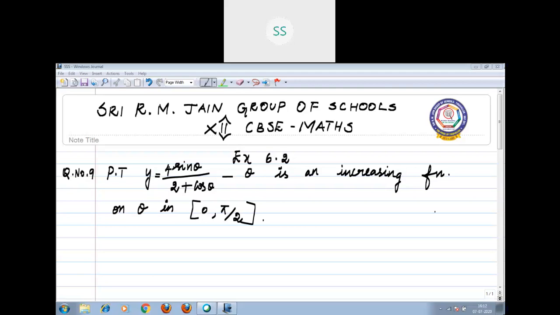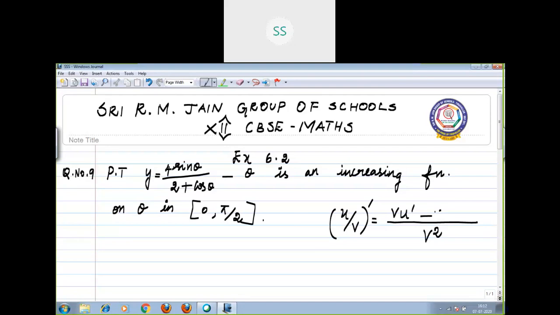Here you see the first part, 4 sin theta divided by 2 plus cos theta. That represents your format as u by v. First you should write the formula on the right side. That is, the derivative of u by v equals v u dash minus u v dash, divided by v square.